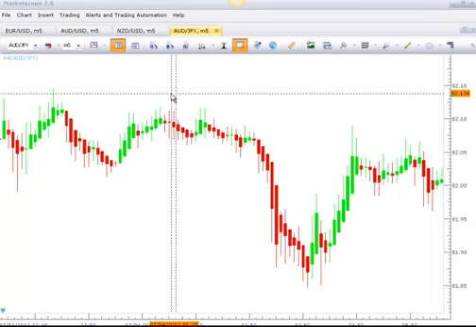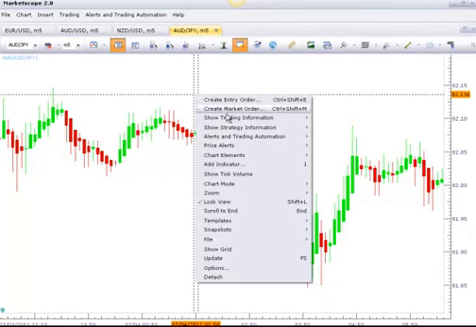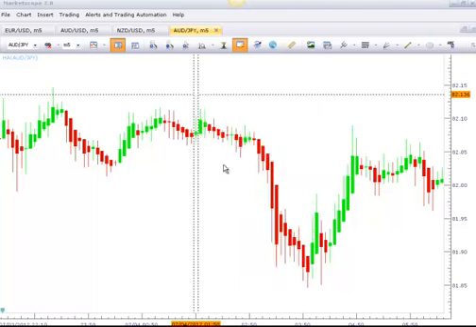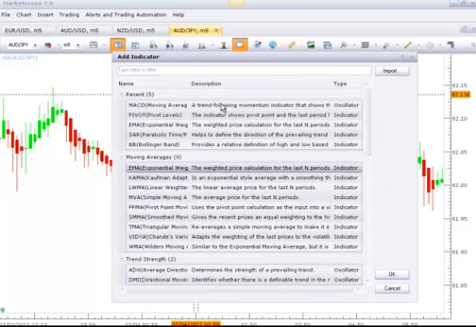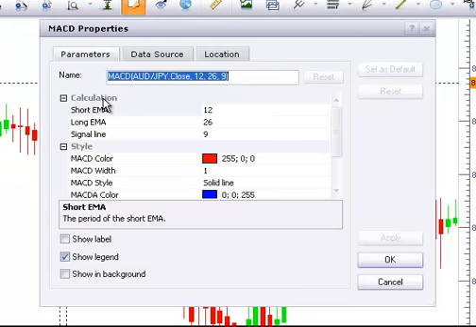So on your chart, you right click, then you click on add indicator, and you double click on MACD. See, they have a setting already, which is 12, 26, and 9. As you can see right here, the short term EMA, the long EMA, and the signal line. These are 12, 26, and 9. Do not use this. This is absolute rubbish. If you trade with this, you are guaranteed to lose money.